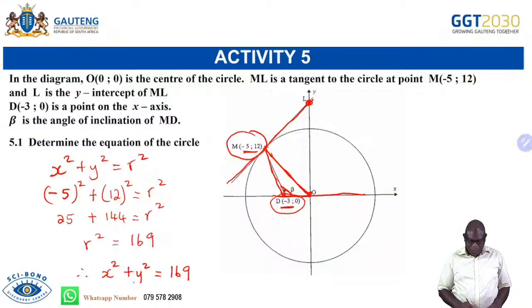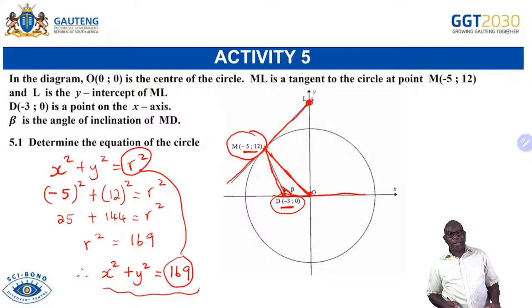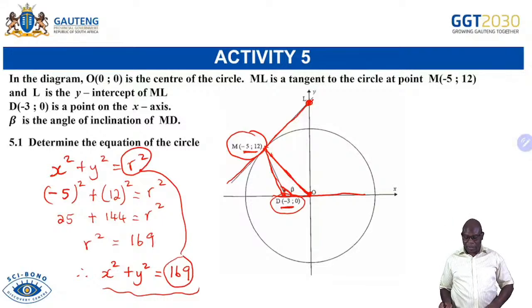The mistake that we're always making is to get the square root of r squared. Then you get x squared plus y squared equals 13, which becomes incorrect. So here, what we need to substitute is the r squared. So we're substituting r squared. Please do not get the value of r. You were not asked anything about the radius. So please do not do that.